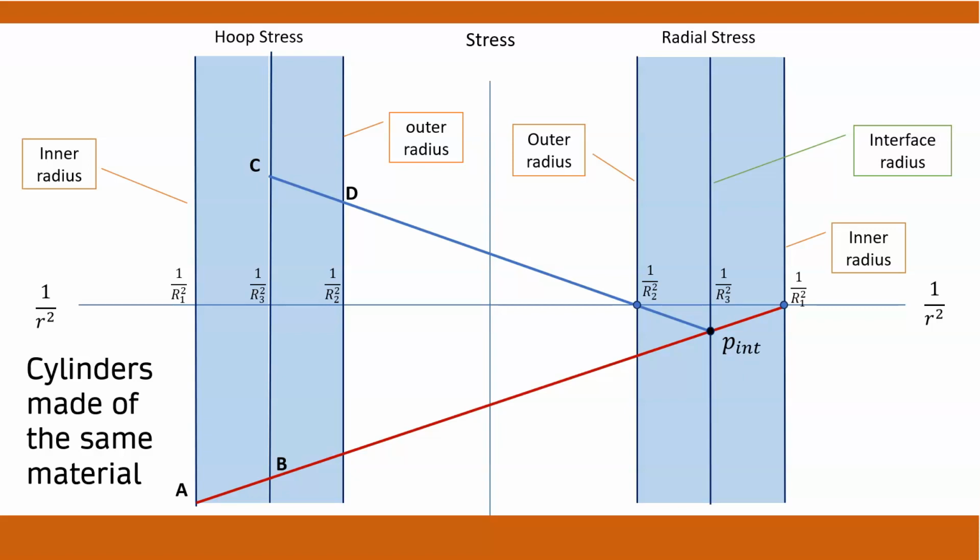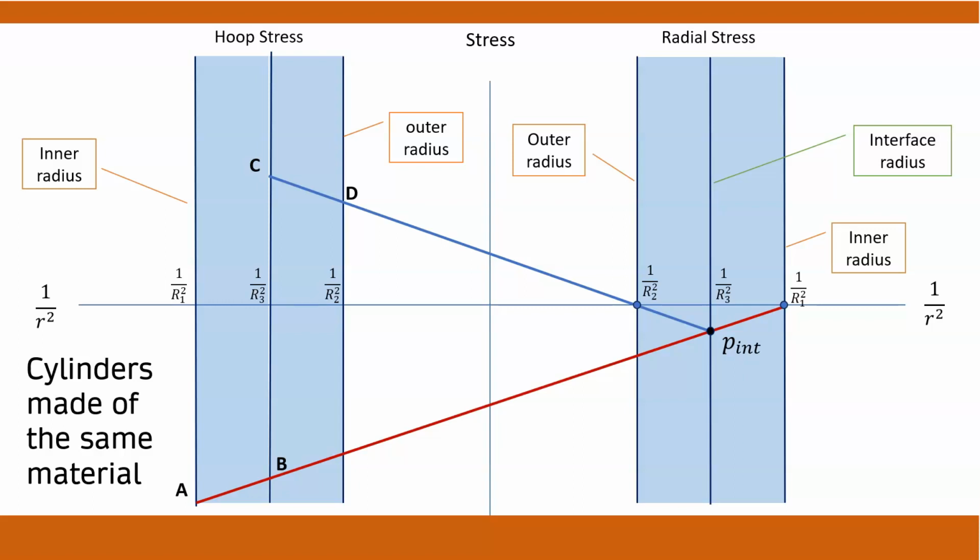Given that both cylinders are constructed from the same material, we can consider the combined structure of the two cylinders as a single unit. It is important to note that in this scenario, the diametral deformation or strain at the interface radius is the same for both the cylinders.